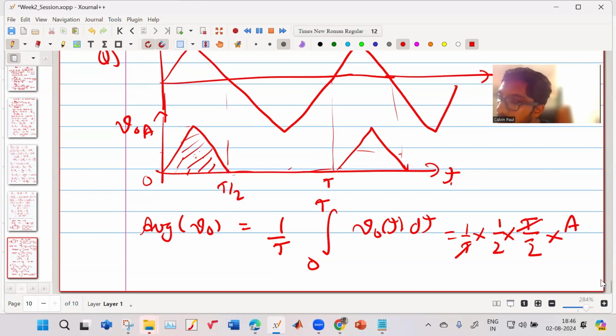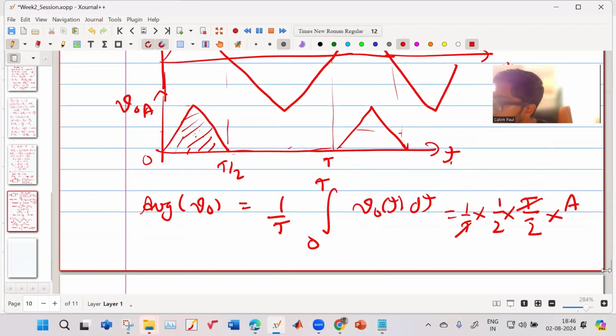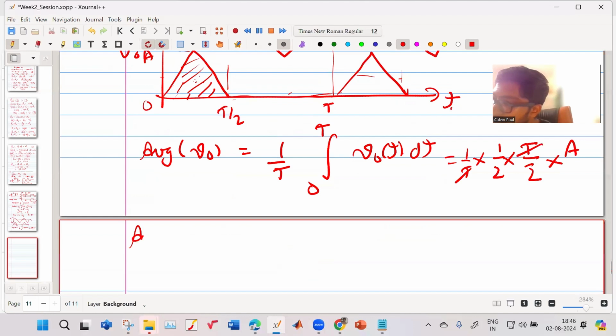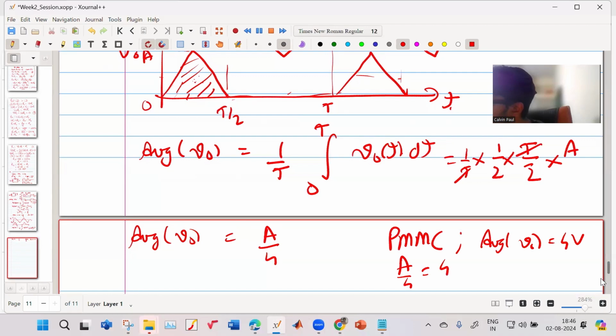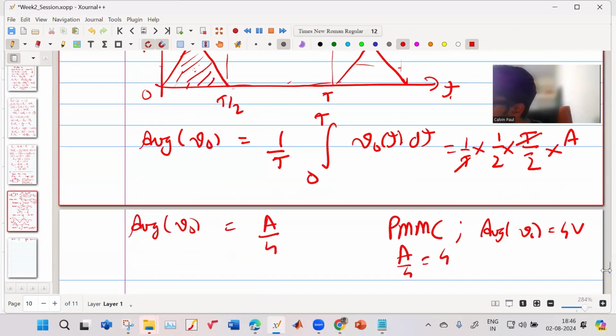So your average V output becomes equal to A by 4. Now you know that your PMMC instrument has measured that the average V output is equal to 4 volt. That means your A by 4 is equal to 4. This means your A is equal to 16 volt.